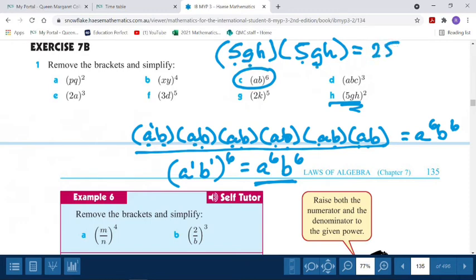G times g is? g squared. Yep, good. H times h is? And there you go. You're done. But you've made sure that you've multiplied every single piece of it because we expanded it. And it's especially going to be true if we have some signs. Okay. Let's look at a couple where we have some fractions.